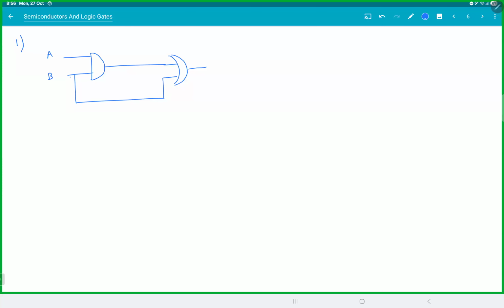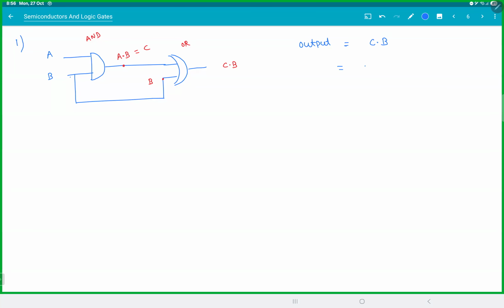Listen, I'll show you one. So you're giving A and B. So this is an AND gate. Let this be A dot B. For simplicity, let's call it C. This is B. So this is also B. So for an OR gate, you are giving C and B. Agreed? So this is your OR gate. So the output will be C plus B.